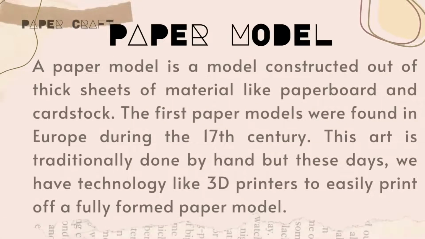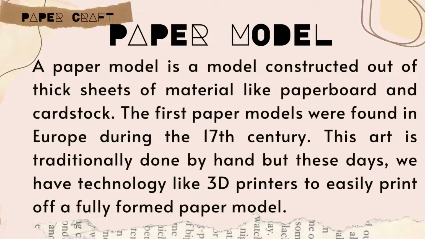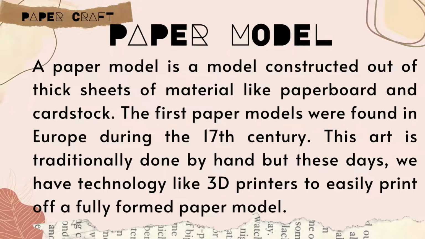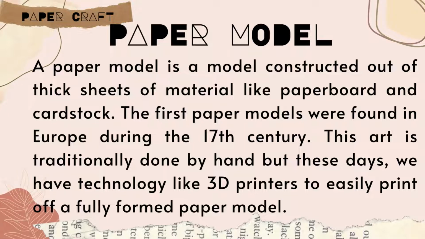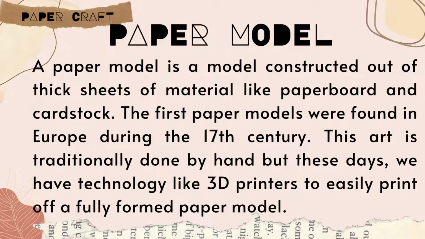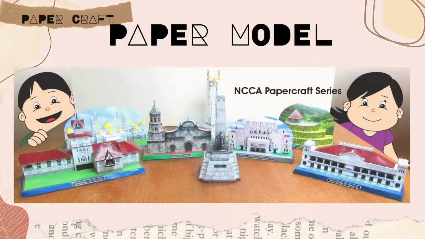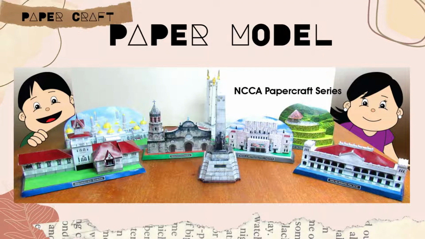The next one is the paper model. A paper model is a model constructed out of thick sheets of material like paperboard and cardstock. The first paper models were found in Europe during the 17th century. This art is traditionally done by hand, but these days we have technology like 3D printers to easily print off a fully formed paper model. So here are examples of paper models from the NCCA paper craft series.